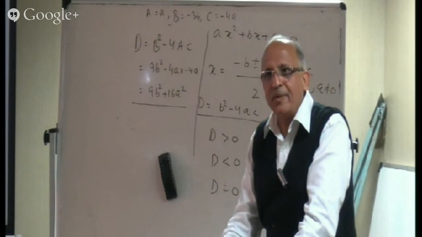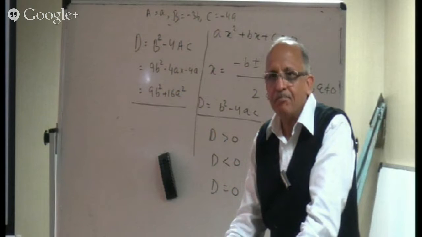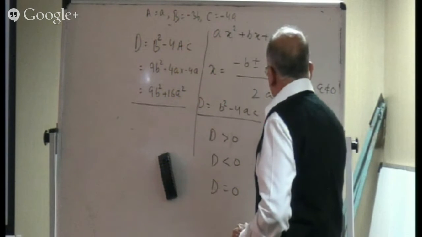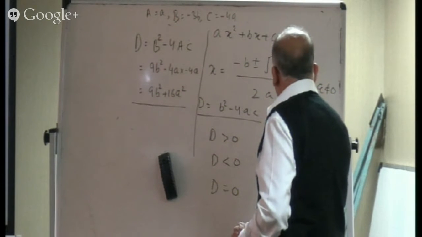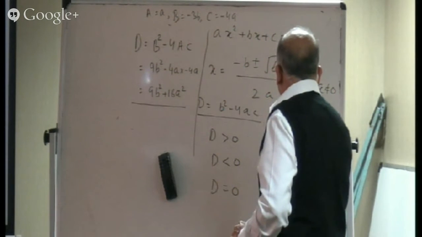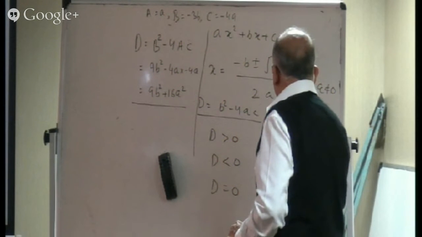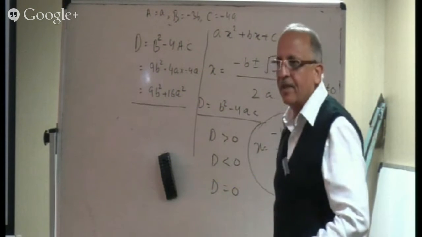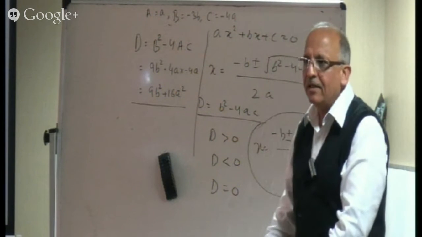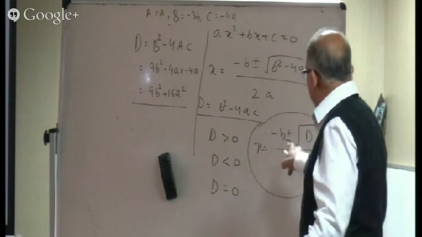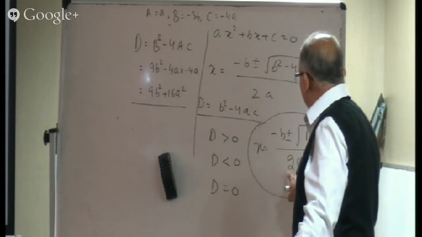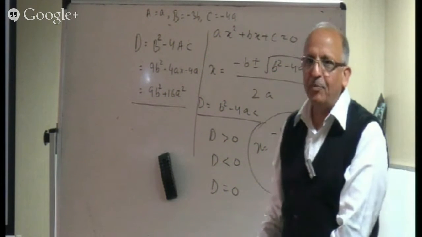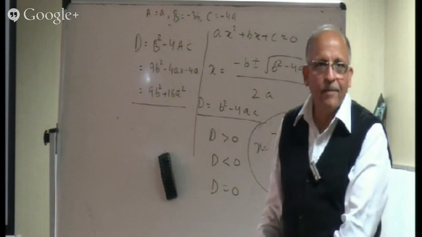And for rational, when will the roots be rational, by the way? Suppose I write the equation like this, the solutions. This is actually the solution of a given quadratic equation. When will this number be a rational number? First of all, B and A should be rational. If B and A are not rational, you will be in trouble.